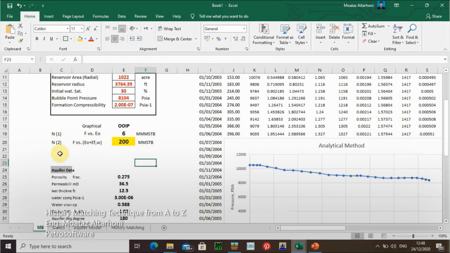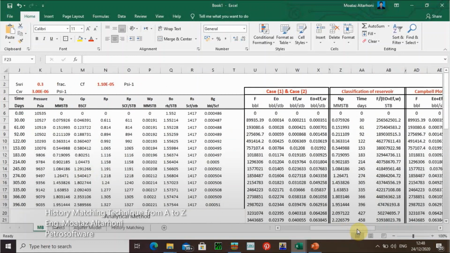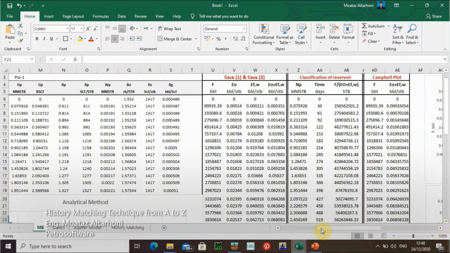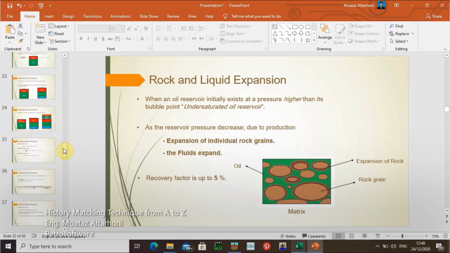So from this we can predict that if we have another drive mechanism, the value of original oil in place will decrease more and more, because instead of this value, a huge volume of water influx invaded into the reservoir. And we will see that in the next minutes.